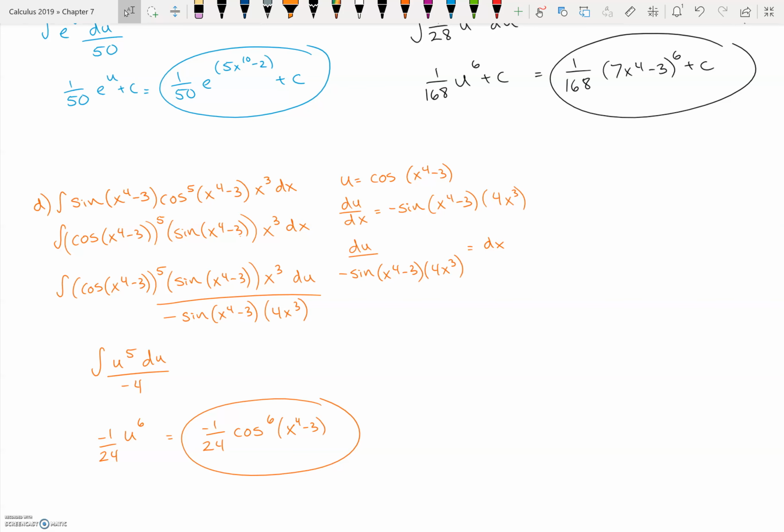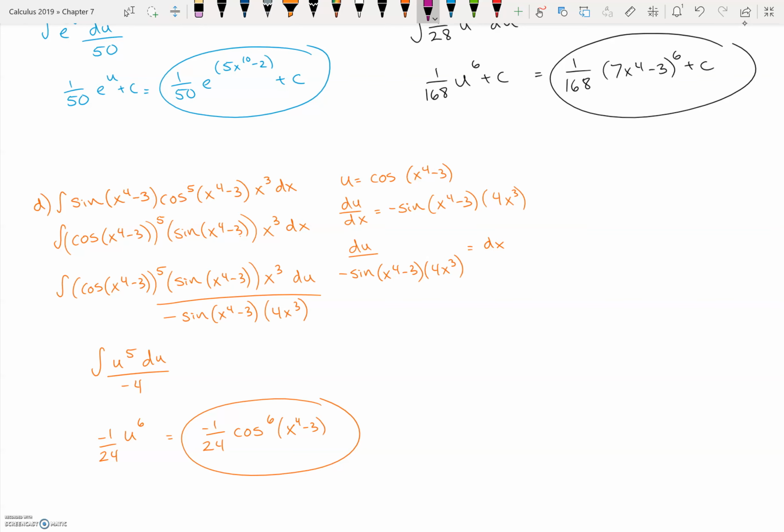D is a little bit complex. I'll look forward to our conversation later tomorrow to discuss. Specifically, when I originally tried D, I thought that my u sub was just going to be x to the fourth minus 3, but you're going to have to say that it's going to be the cosine of x to the fourth minus 3, because the cosine is being raised to the fifth power.